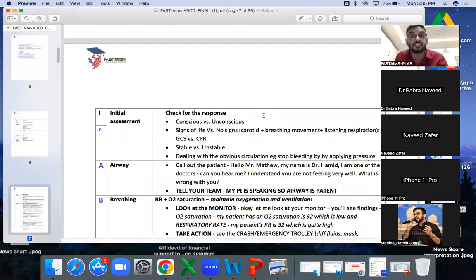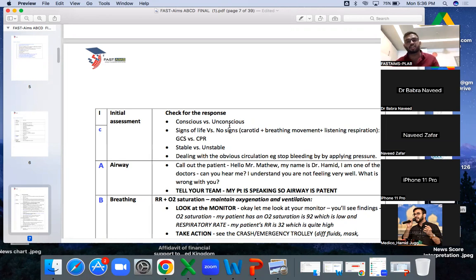If the patient is conscious, then we will see if they are stable or not stable, and we assess them by looking at the monitor and so on. Otherwise, conscious and unconscious we can tell by observation and by talking. If the patient is unconscious, then we will see whether the signs of life are present or not. These are your respiration and your carotid. You just have to put your hand on the carotid and listen to the chest. This is the one maneuver you have to perform in the unconscious patient, and people commonly forget to mention it.